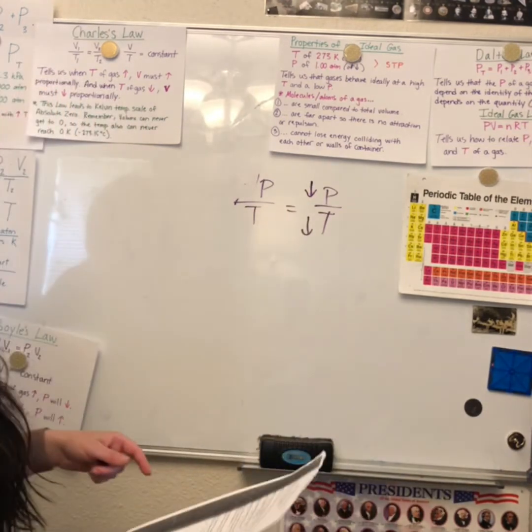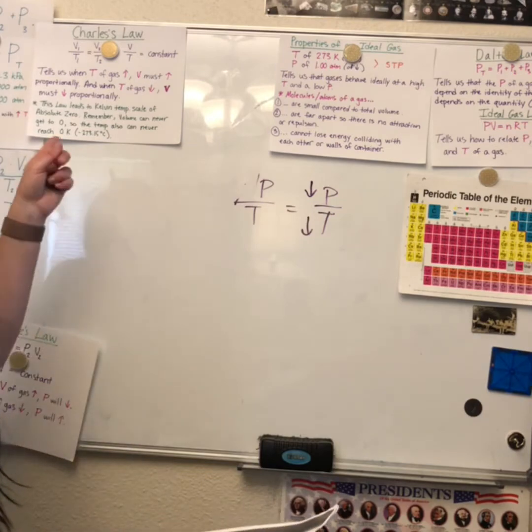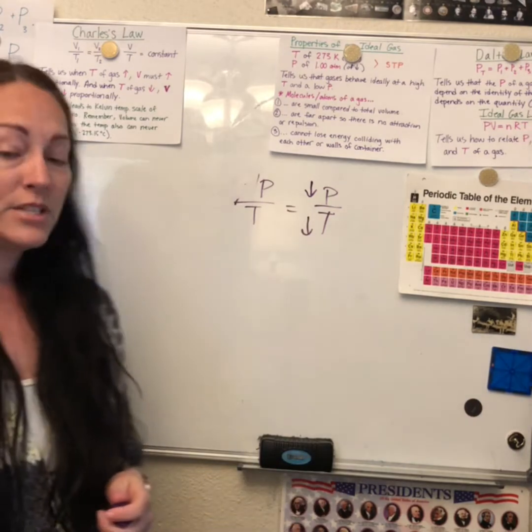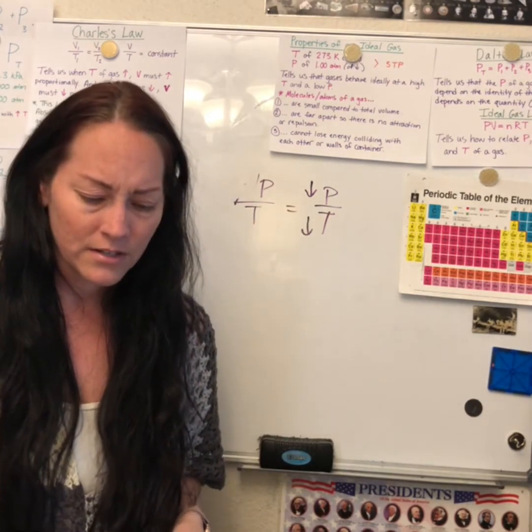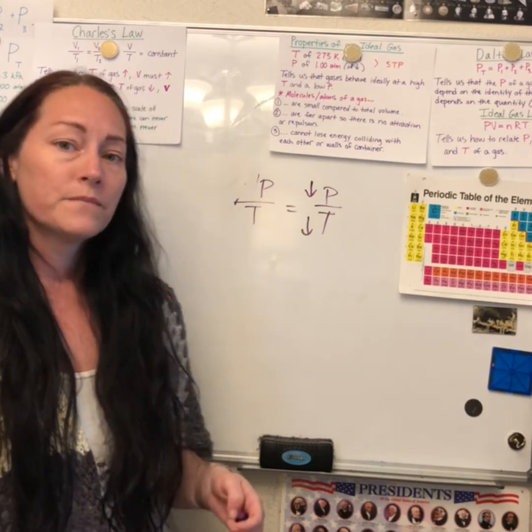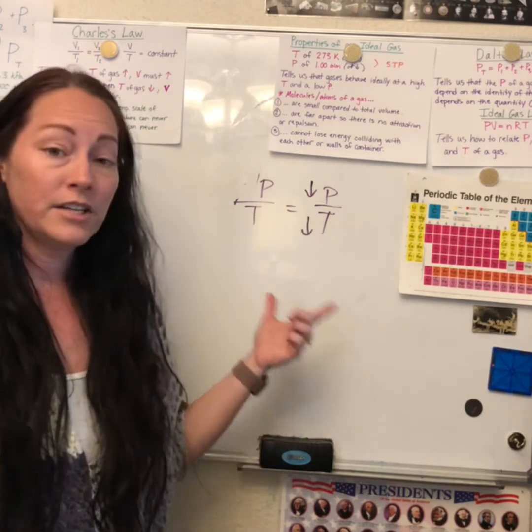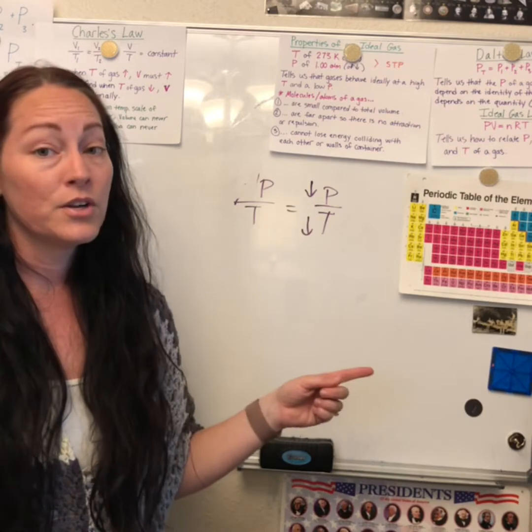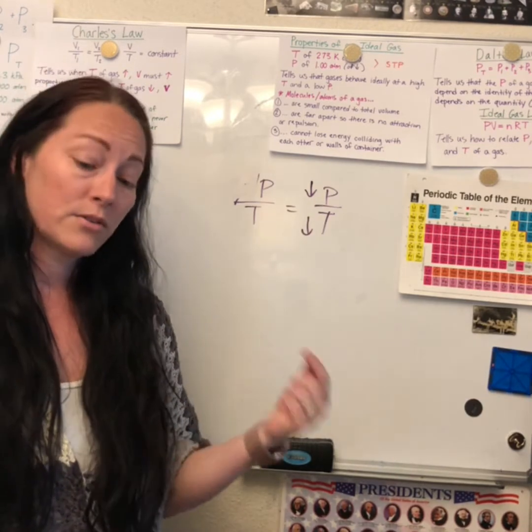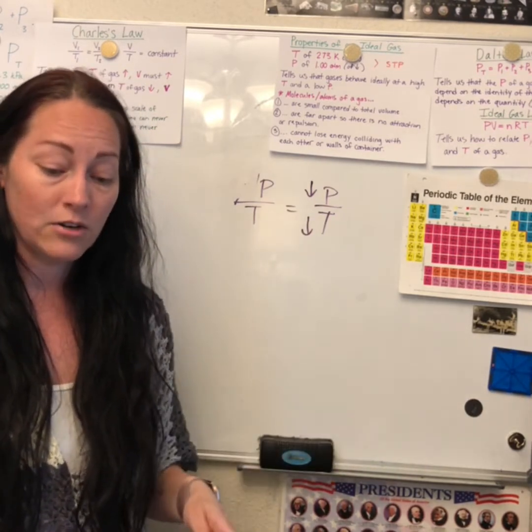So unlike our other law that we did, I think it was the second one, number 2, it was an inverse. These are linearly proportional. So if one goes down, the other goes down. If one goes up, the other goes up. So this is going to be decrease.